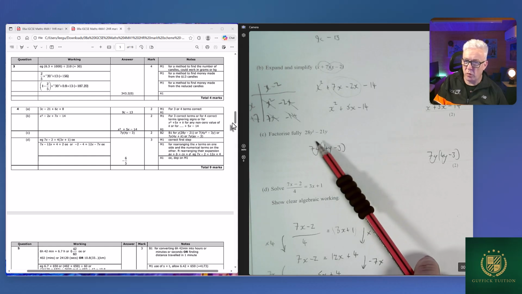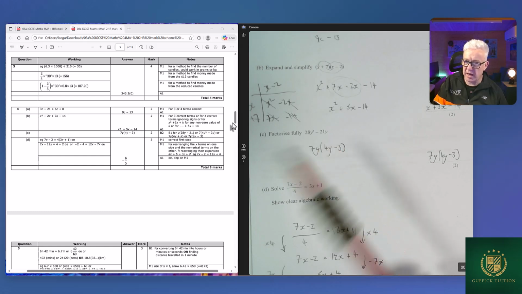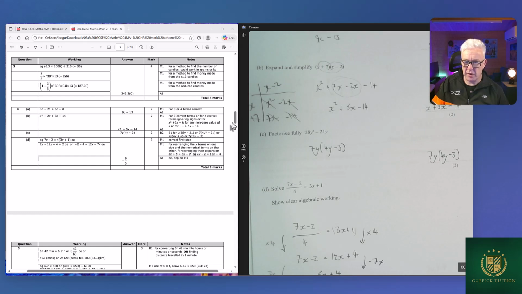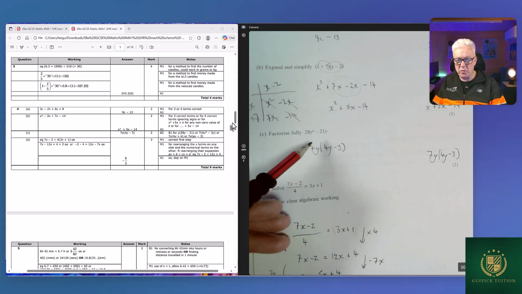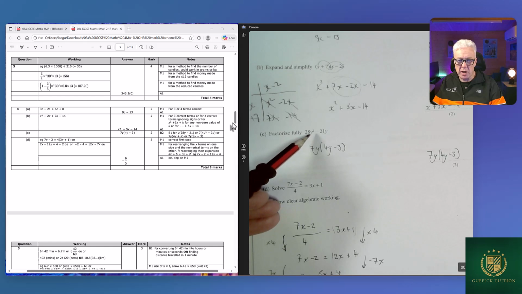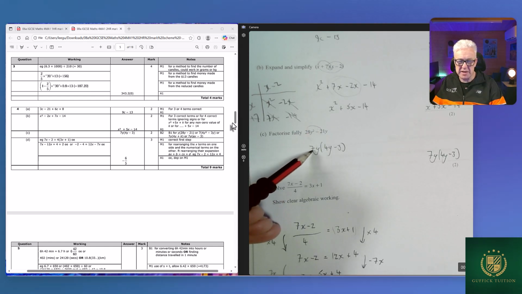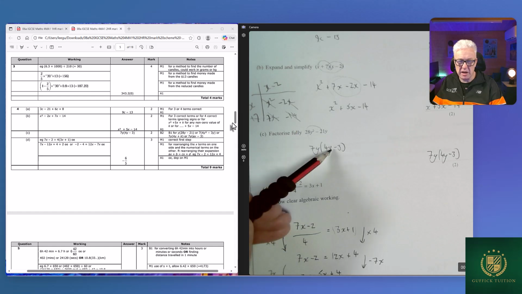And notice we've got a y squared there and a y there, which means a y can also come out. So outside the bracket, we've got 7y, open bracket, 4y minus 3 is what's left behind, and that's it factorised. As we're taking out 7y, you can just imagine you say to yourself, what do I get when I divide 28y squared by 7y, and you would get 4y.